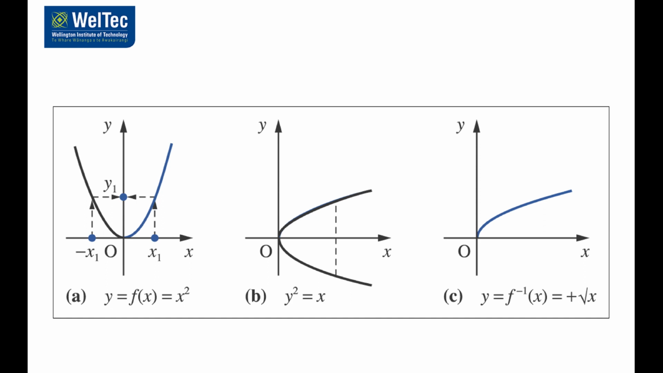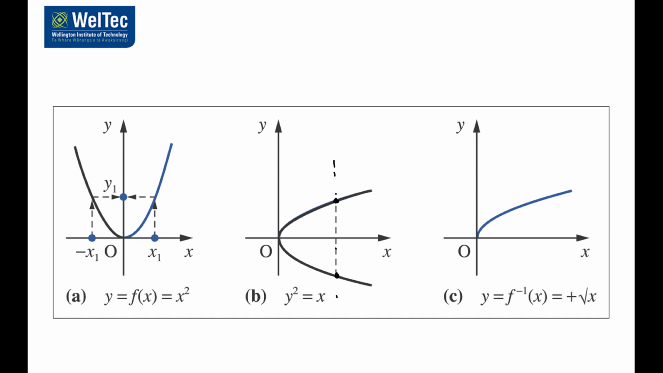function corresponding to y equals f of x equals x squared, because when we do the algebra we get y squared equals x, which is not a function. It doesn't meet the vertical line test because for each x there are going to be 2 y values. So it's not a function.